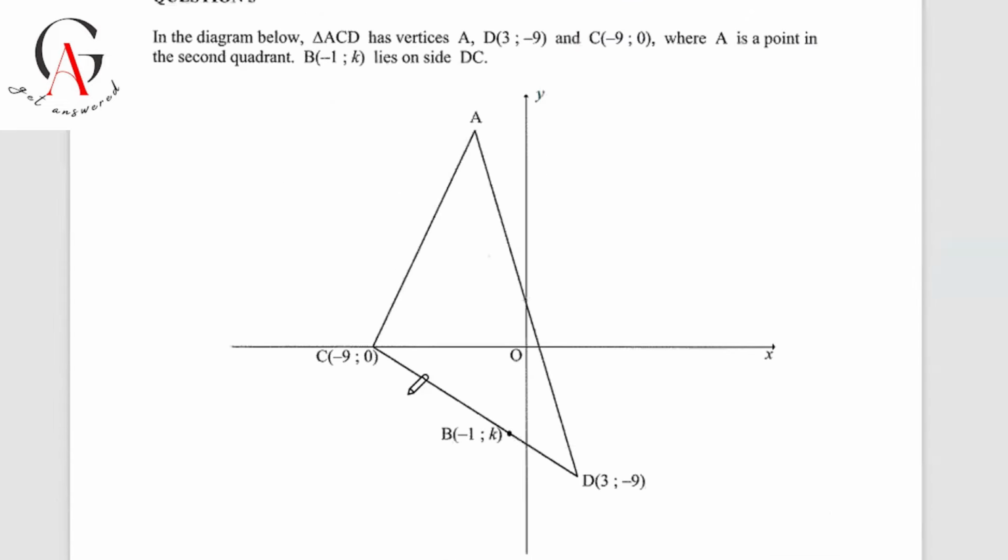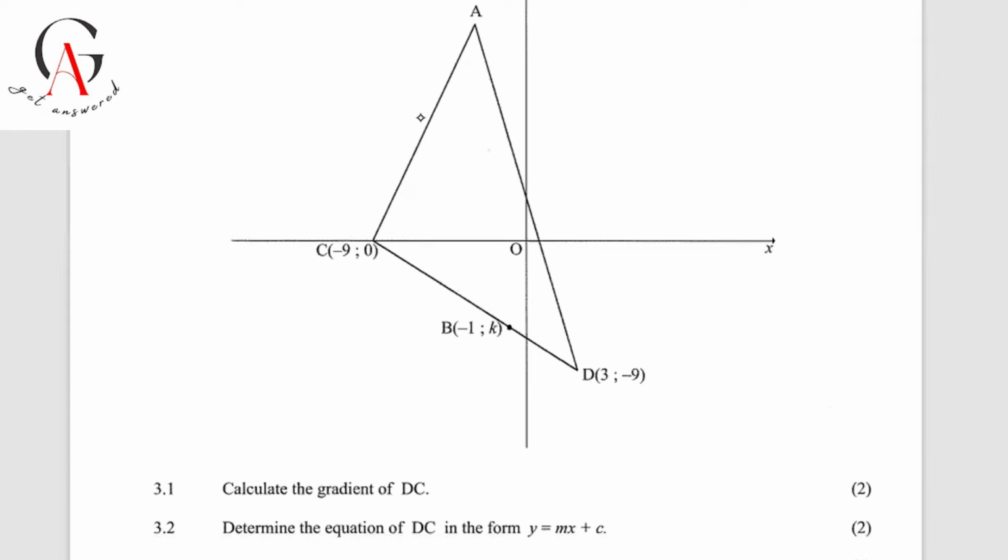It's telling us that on the diagram below, ACD has vertices A, D, C, where A is the point in the second quadrant. And then they're telling us that B is -1 and K, which lies on the side of DC.